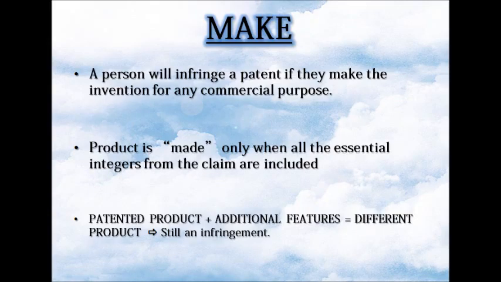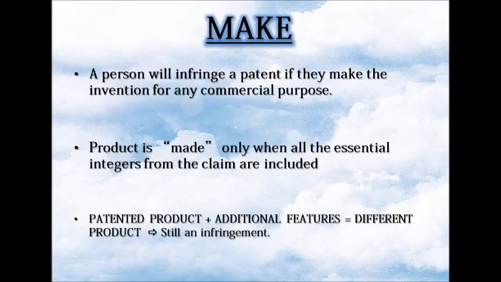A person will infringe a patent if they make the invention for any commercial purpose. The term make is interpreted contextually. The established view is that a product is made only when all the essential integers from the claim are included. Furthermore, to be an infringement, the whole of the patented product must be manufactured, not just the constituent parts. There will also be an infringement if a patented process is exercised. Even the products that result from the use of this process are covered under the patent.